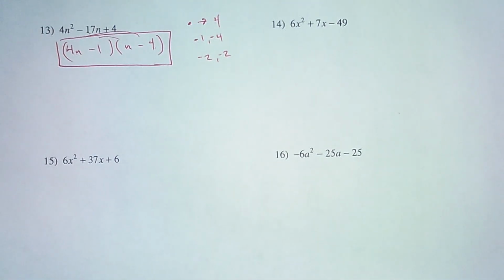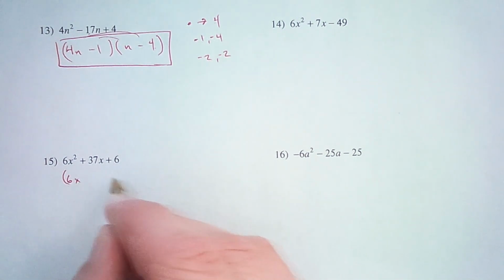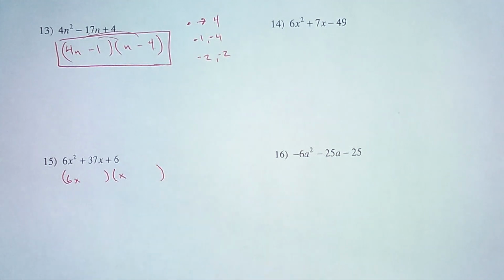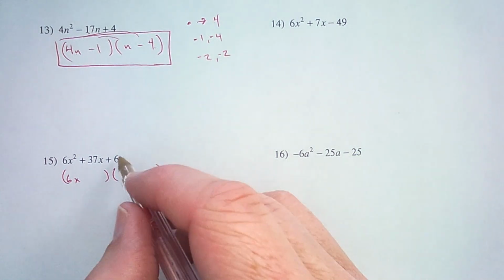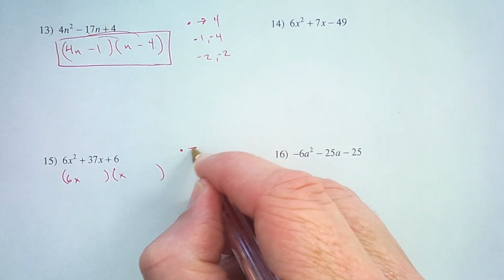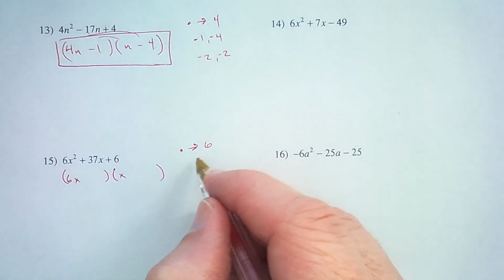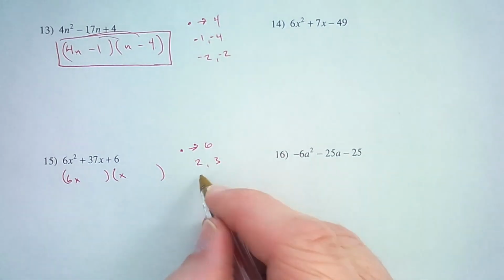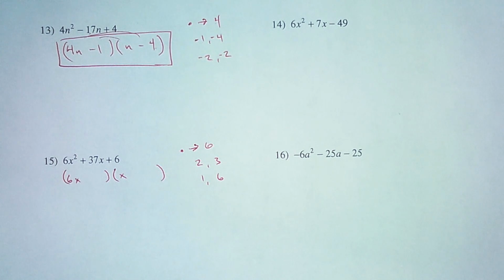Okay, we'll go down to number 15. Ways that I can make 6x squared. I could have a 6x and x, and if I find nothing that works, maybe it will be a 2x and a 3x. But let's try 6x and x. And we need to multiply to 6, so ways to multiply to 6. We've got 2 times 3, we've got 1 times 6. Okay, so those are my options to put here, and we're adding outside and inside to a positive, so they're probably going to be positive.